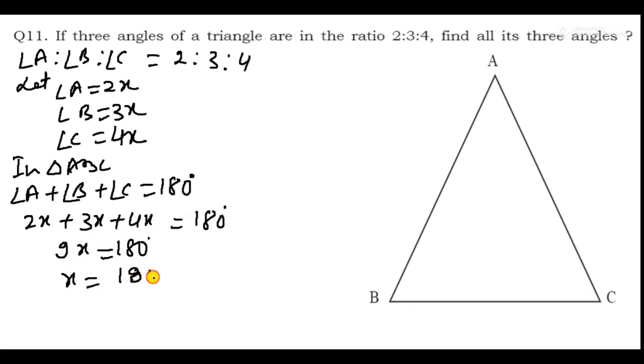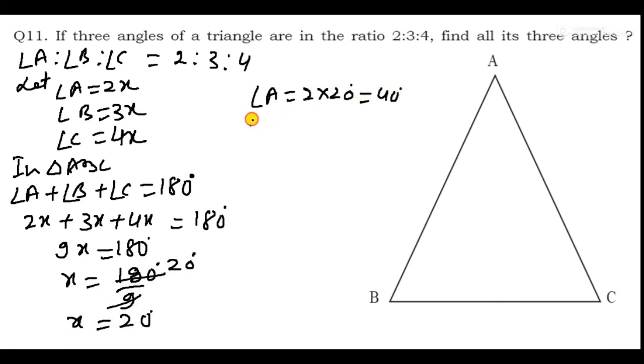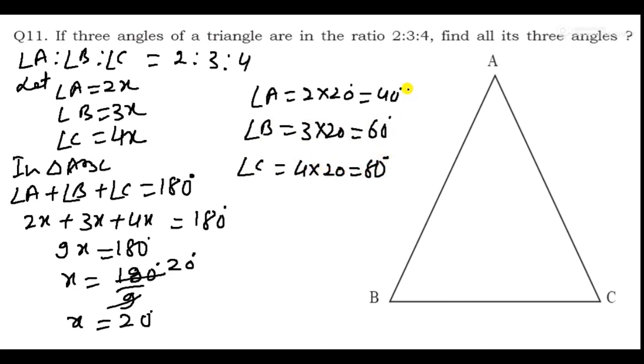So x will be equal to 180 degrees divided by 9. So 9 ones are 9 and 9 twos are 18. So it will be equal to 20. So your angle A is equal to 2 into x, 2 into 20, so it is 40 degrees. Angle B is equal to 3 into 20, so it will be 60 degrees, and angle C is equal to 4x, it is 4 into 20, so it is 80 degrees.